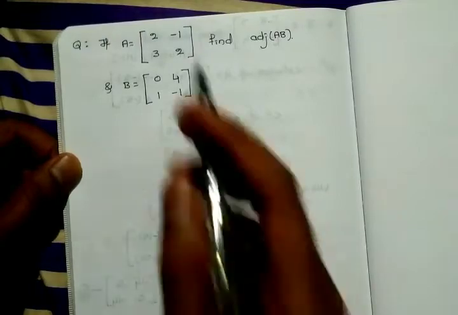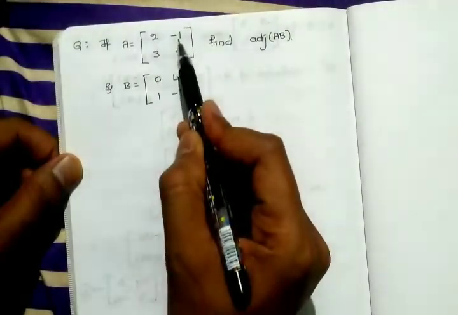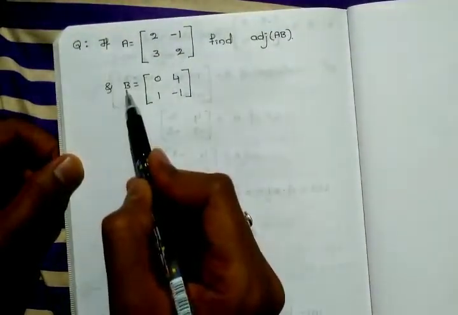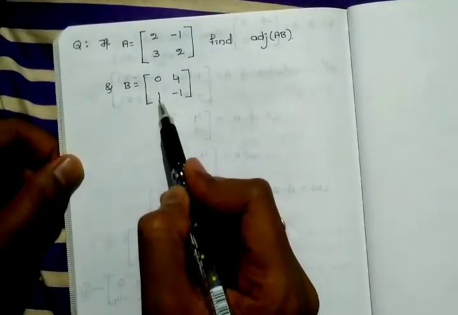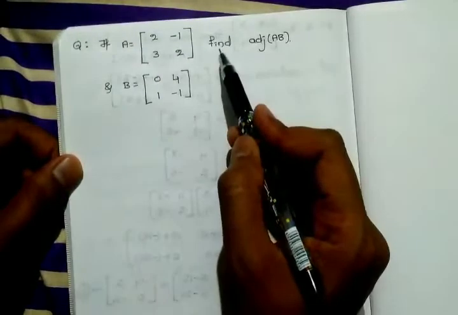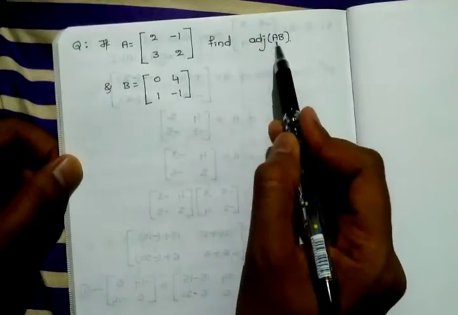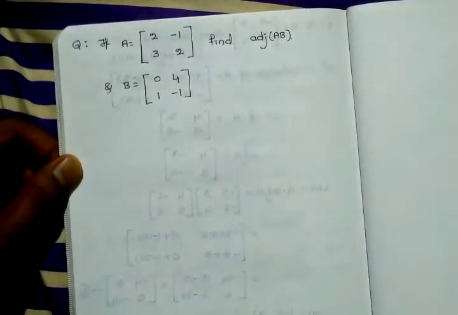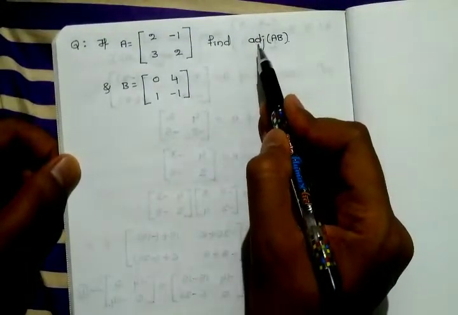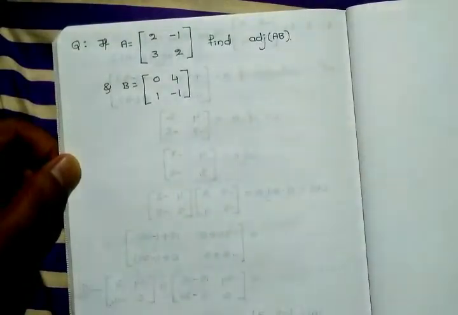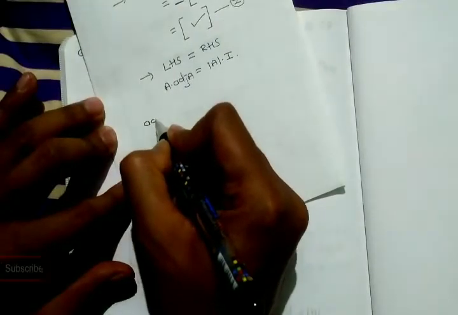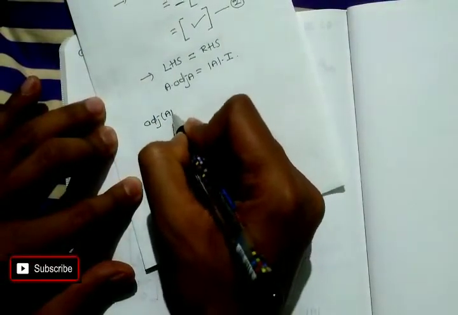Next question, if A is equals to 2 minus 1 3 2 and B is equals to 0 4 1 minus 1, next you have to find out which value? Adjoint of A into B. So to find out adjoint of A into B, see, first step, here you need to find out which value? Adjoint of A into B.